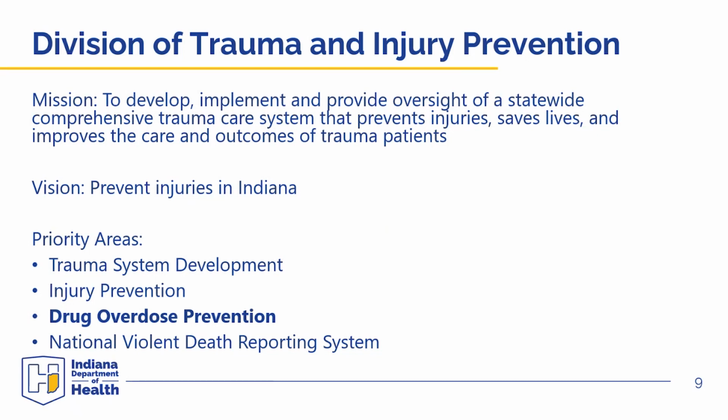Within the Division of Trauma and Injury Prevention, we have two main sectors. We have a team that focuses on trauma and injury prevention activities. Some of their programs include car seat safety, older adult falls, and a lot of other programs that I cannot remember off the top of my head right now. But the other half of our team works specifically with drug overdose prevention and activities related to it, and that's what we'll be focusing more on today.